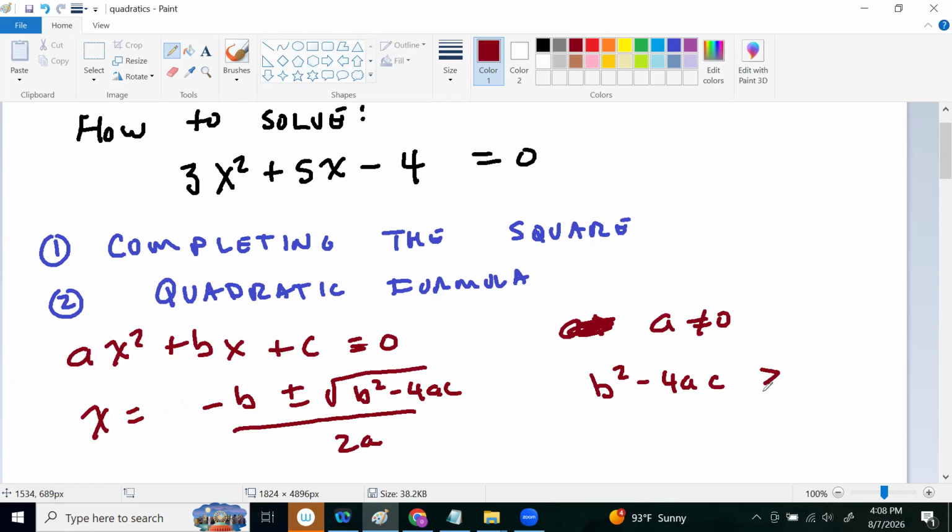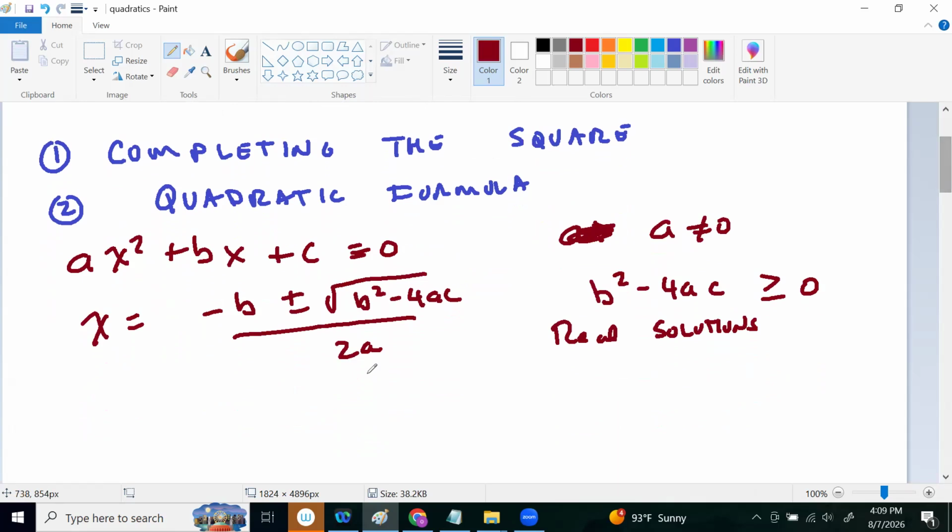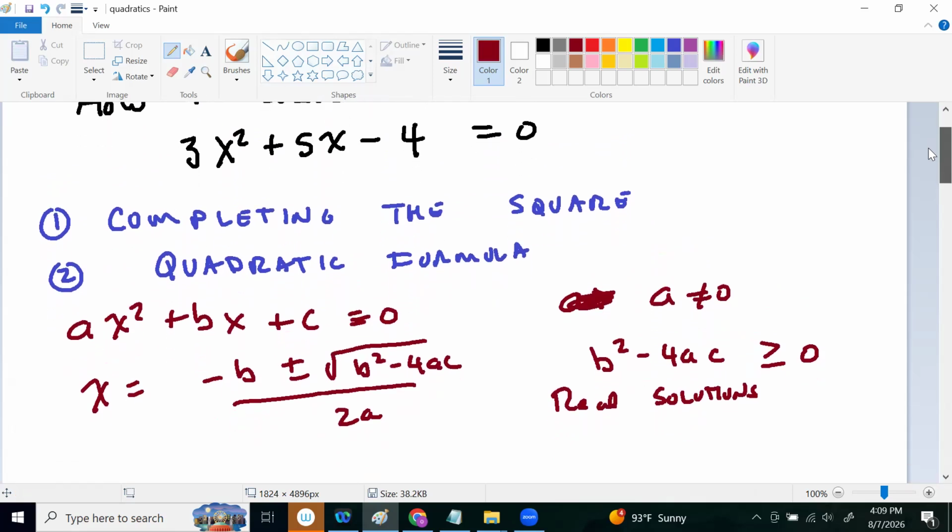And if this is greater than or equal to 0, you have real solutions. If this is negative, then you have the square root of a negative number, which means there's an i in the answer, and the solution is complex. In our course, we're going to be worried about the real number solutions. So let's look at real number solutions.